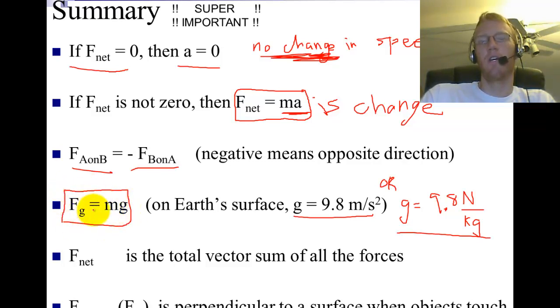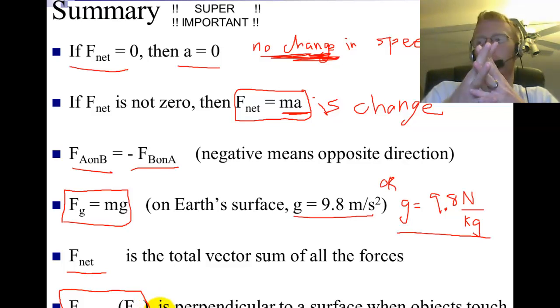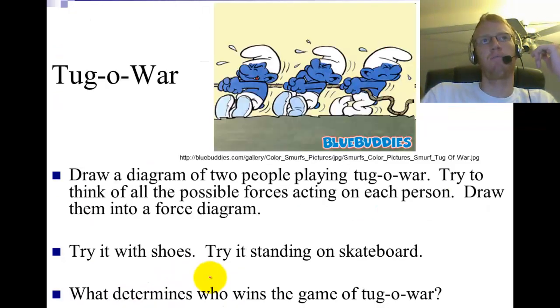This is just a force of things being pulled down towards the center of the Earth. And F net is the vector sum of all the forces, and that's what determines the acceleration. So you have to add up all the forces as vectors. And then F normal is another force that we talked about. F normal is the force that prevents two objects from passing through each other. So anytime two things are in contact, there's a force perpendicular to the surface which prevents them from going through each other, and that will typically be equal and opposite to whatever the force is that's pushing them together.